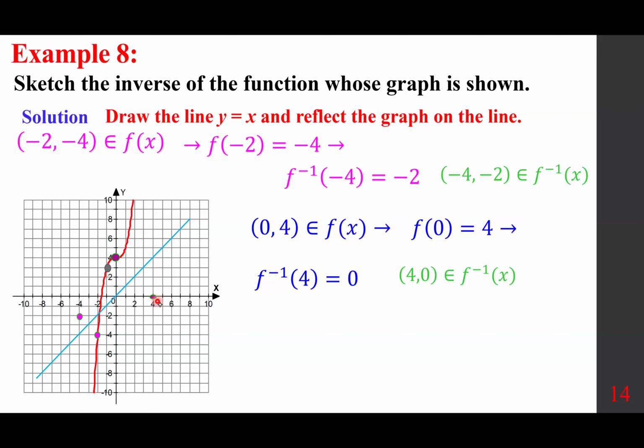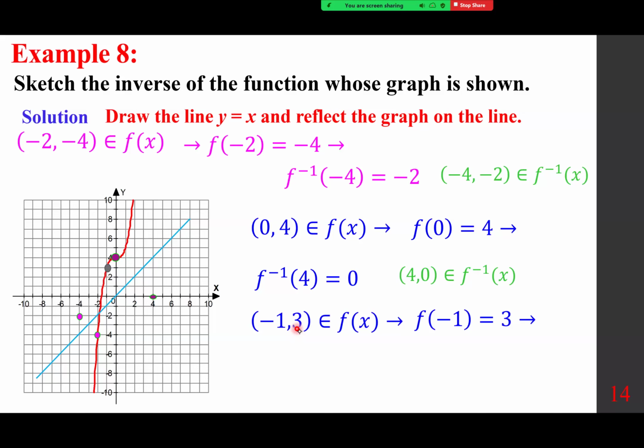This seems to be located at -1, 3. If this belongs to f of x, then 3, -1 belongs to its inverse. Short version. Long version, f of -1 is 3. f inverse of 3 is -1. And so, as I said, the short version, 3, -1 is an element of f inverse. Locate that one.